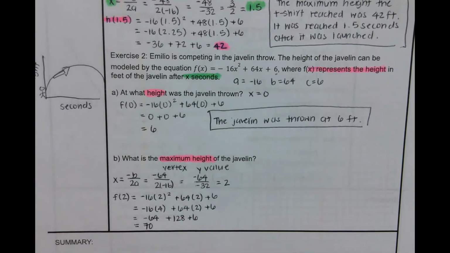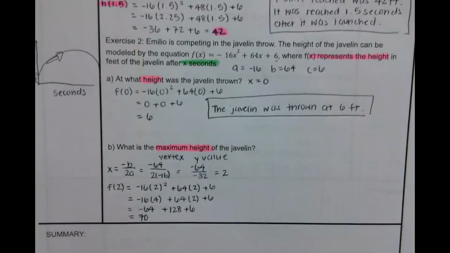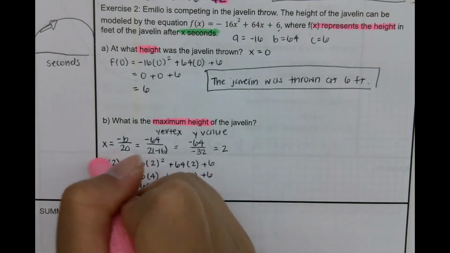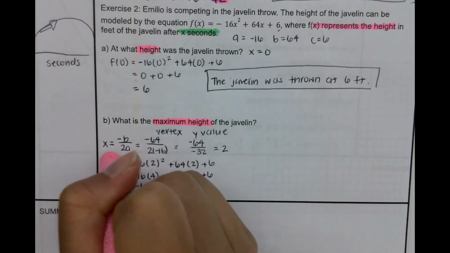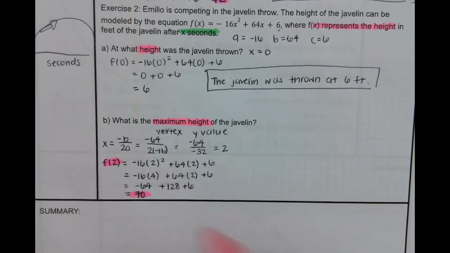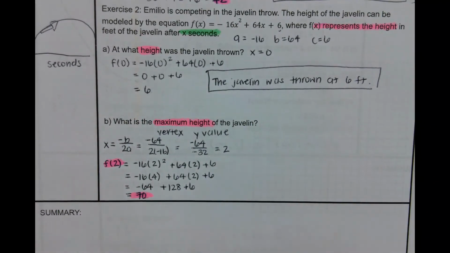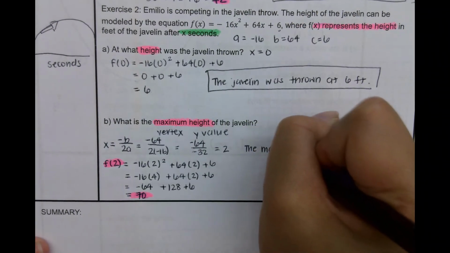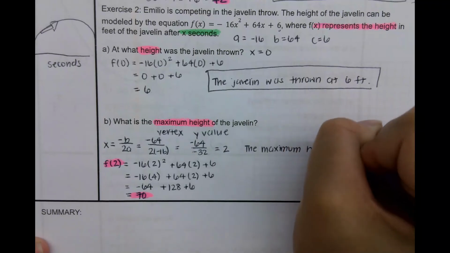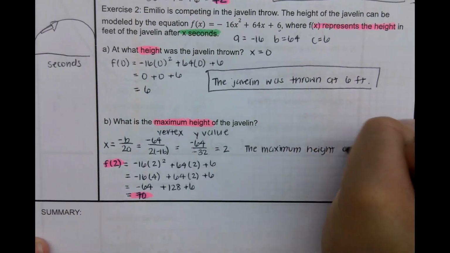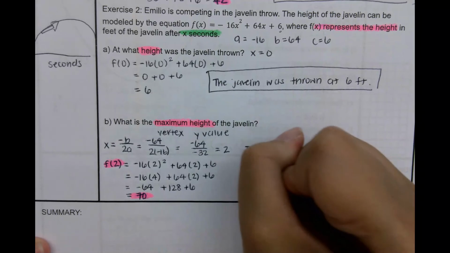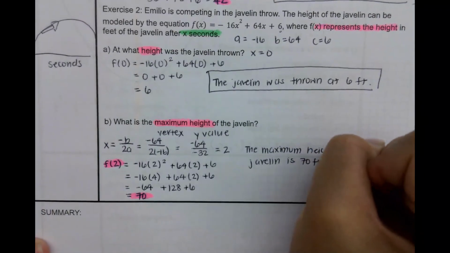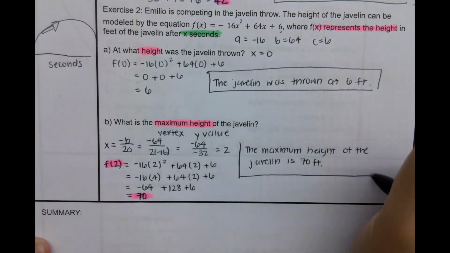So what this means is that my maximum height was reached at 2 seconds, and it was 70 feet. So the maximum height of the javelin is 70 feet. And if it asked when that happened, that's our x value, it happened 2 seconds after it was thrown.